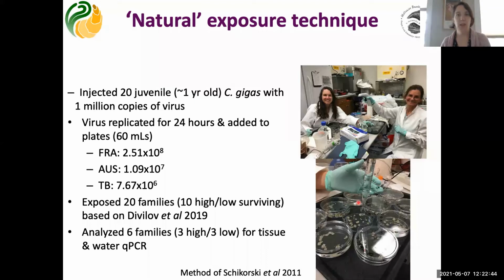And we exposed 20 families that had been previously determined to be either high or low surviving based on an experiment in France. So these are molluscan broodstock program animals. This is a genetic breeding program on the US West Coast. And we looked at survivorship as well as qPCR for tissue and water. I believe I only included the tissue qPCR here.